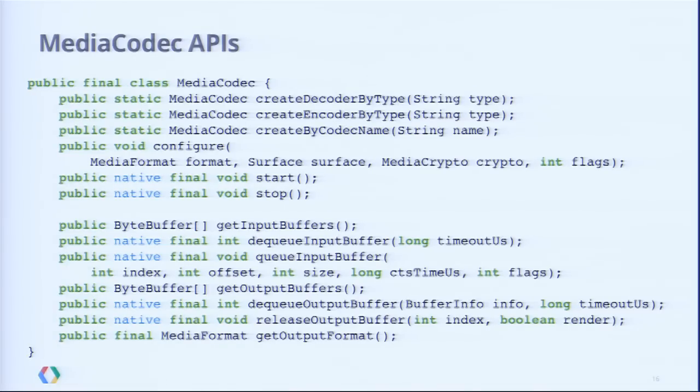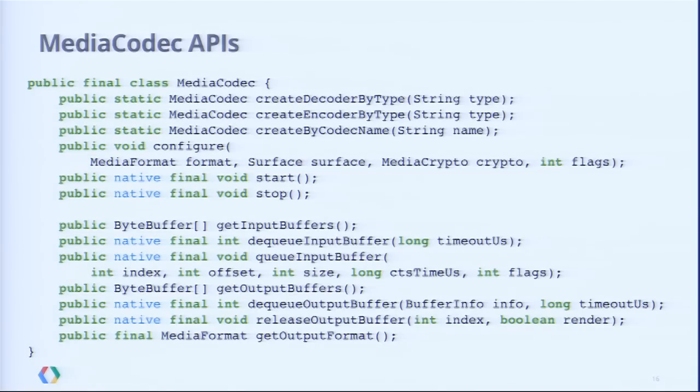Similarly, for output buffers, you can find out the array of byte buffers by calling getOutputBuffers. Similarly, we are not using the byte buffer directly between your application and the media server process. We are passing the index of the output byte buffer. So in order to find out whether an output buffer is available, you call dequeueOutputBuffer. The return value will indicate whether you get a valid output buffer.